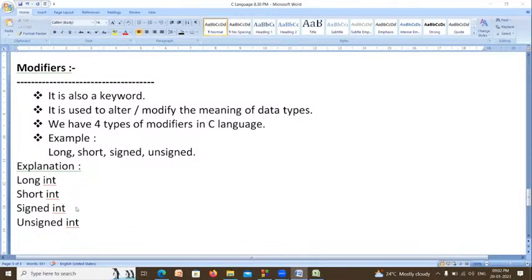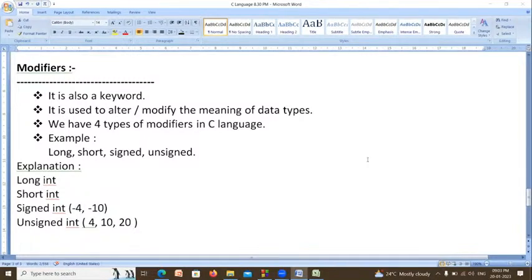Tanvi, signed integer means, suppose if you want to store -4 or -10, these are signed integers. These have signs, negative sign, positive sign. Unsigned integer means only positive numbers. We need not specify the sign here. 4, 10, 20 are unsigned integers. So I am talking about the sign means this one. Clear, Tanvi? Yes, sir. Clear. Sign means positive or negative. That is the sign.